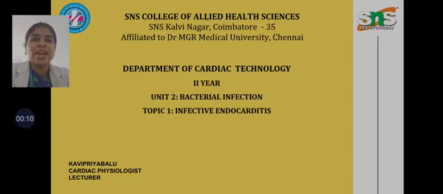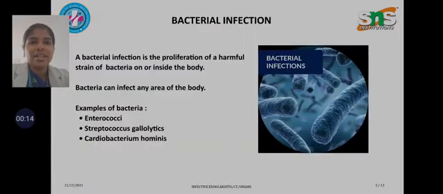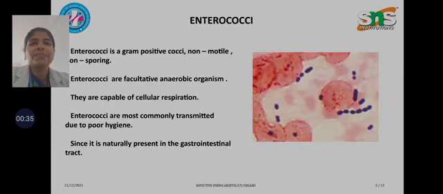I would like to share my case study video about infective endocarditis. Here, bacterial infection is the proliferation of a harmful strain of bacteria inside the body. Bacteria can infect any area of the body, and examples of bacteria are Enterococci, Streptococcus gallolyticus, Cardiobacterium hominis.